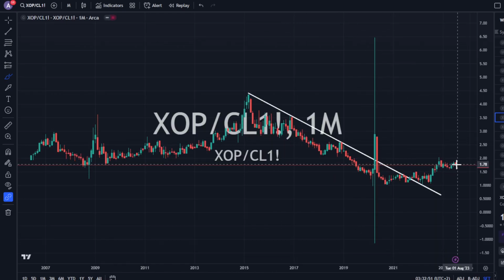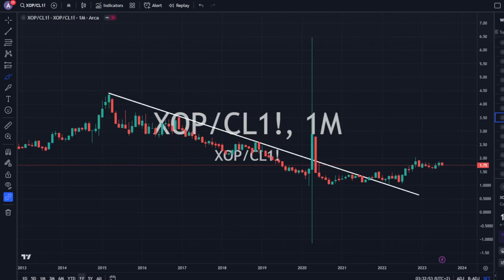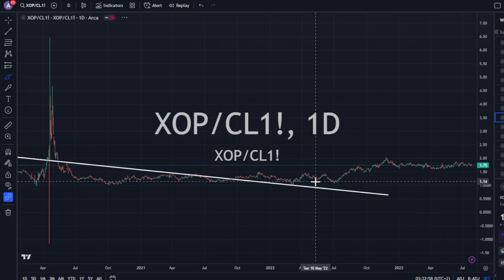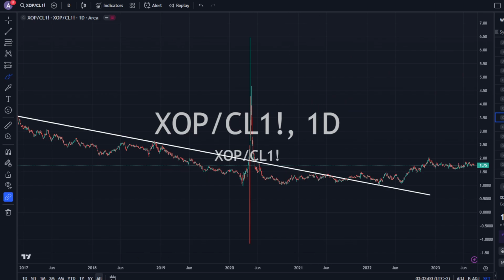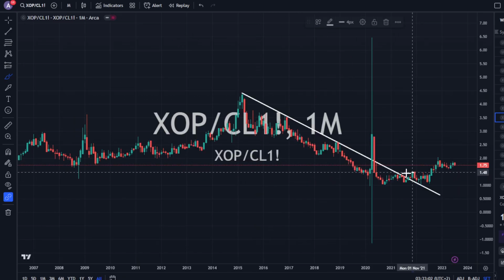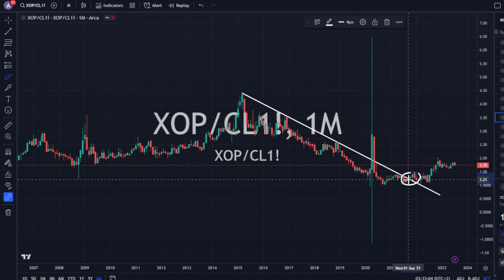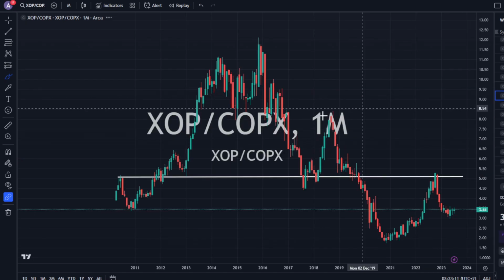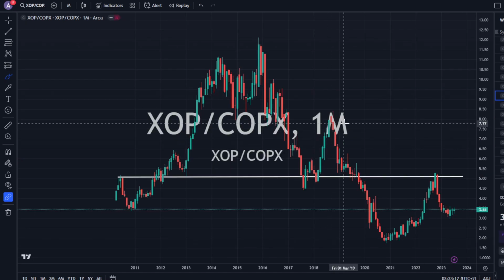XOP versus crude oil, still looking good. Let's go to the dailies there. So XOP outperforming crude oil. We have a large, big downtrend line that is broken. And that was broken in September of 2021. And hopefully we can get a big move to the upside where it outperforms crude oil for a big, long period of time.